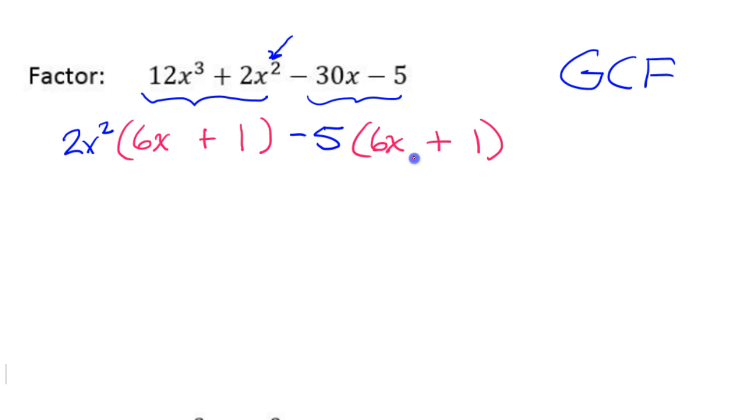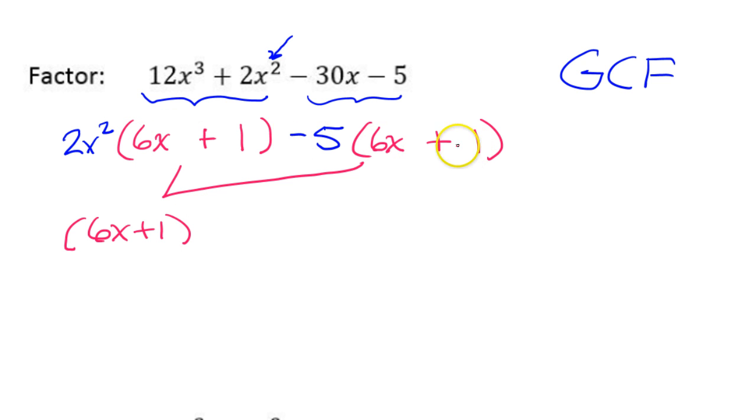Notice that in the parentheses we have the same expression, 6x plus 1 and another 6x plus 1. That makes 6x plus 1 a common factor. So, like we always do with a common factor, we factor it out. We will put it out in the front. So I will have 6x plus 1 in the front.